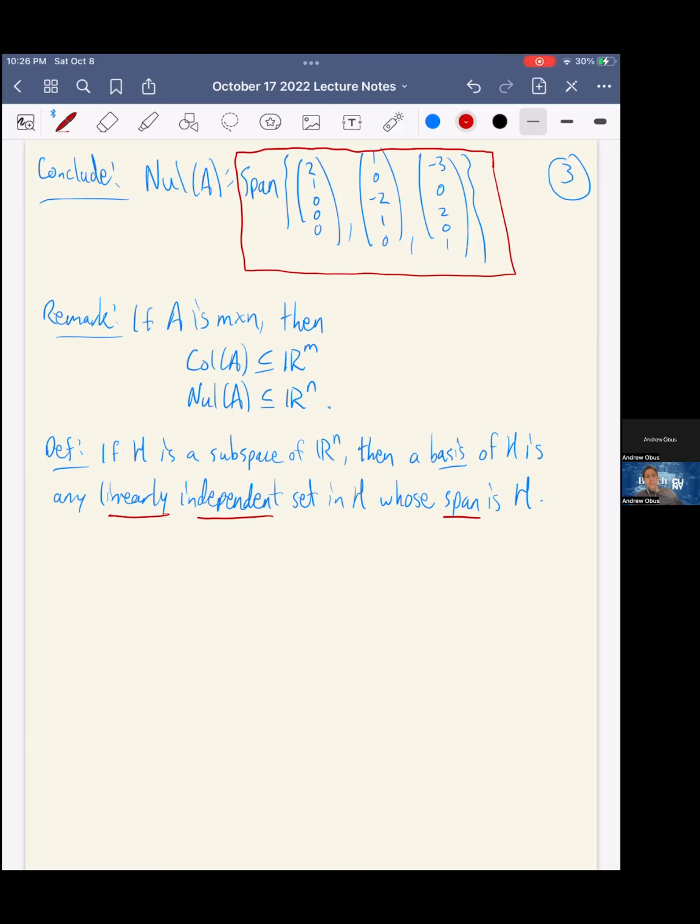So for instance, if H is a subspace, you usually present it by saying, well, it's the span of these vectors. And so do those vectors form a basis? Well, it's certainly true that if H is the span of a bunch of vectors, then their span is H. But what you need to do is also check that they're linearly independent. So you can think of having a basis, having it both linearly independent and a span, as the most efficient way to present a subspace.